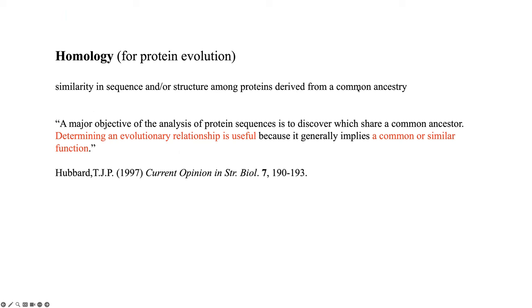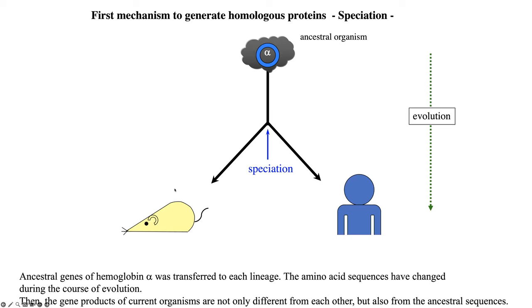Okay, let's see an example. This is a mouse and this is a human. In our blood, we have a protein called hemoglobin. The hemoglobin is a heterotetramer, consisting of two alpha chains and two beta chains. Now consider the hemoglobin alpha. A mouse has a hemoglobin alpha, and the human also has its hemoglobin alpha. But they are derived from the hemoglobin alpha gene, which existed in the genome of the ancestral organism of the mammals.